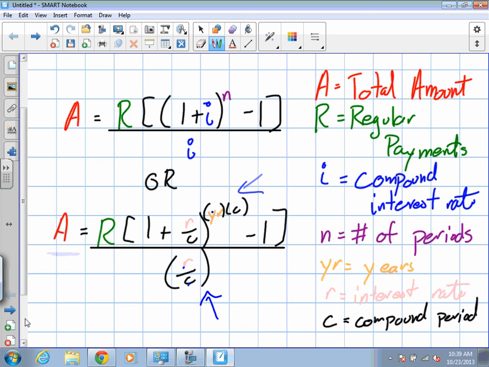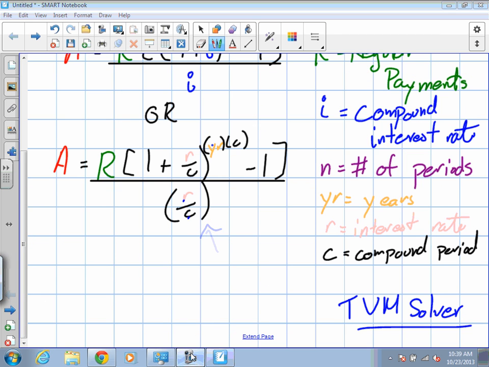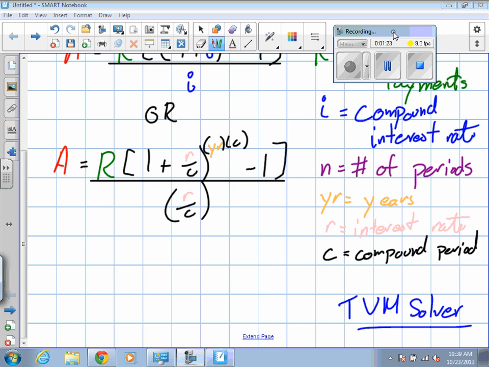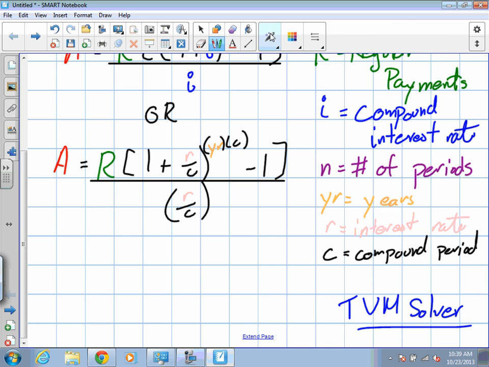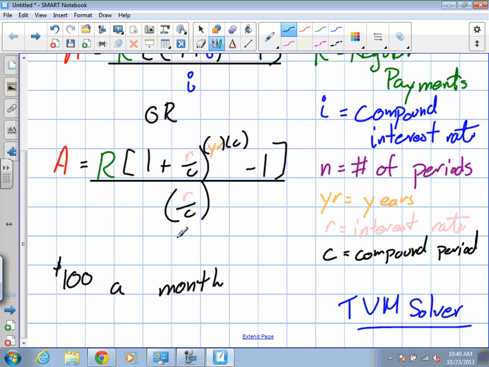Okay, so I'm going to give us an example of why we would use it. So let's say we have a bank account, $600 in our account. Or actually, better yet, let's say we're working a job and we're able to save money. We'll say we're able to put away $100 every single month, which is probably a reasonable amount for you guys, right? So we're going to say we're able to put $100 a month away into a bank account.